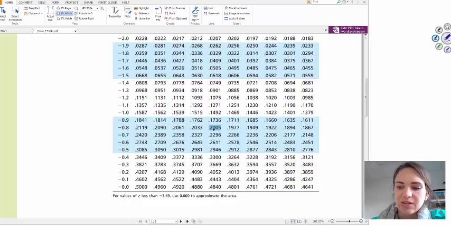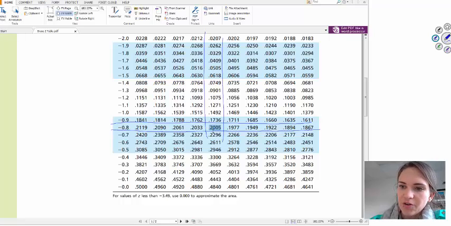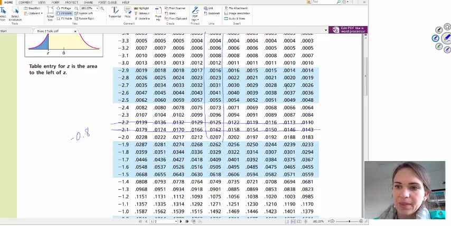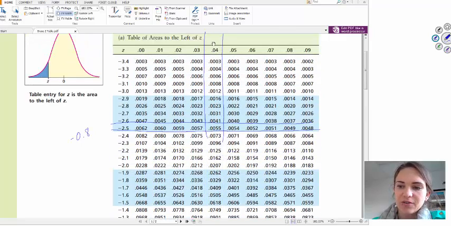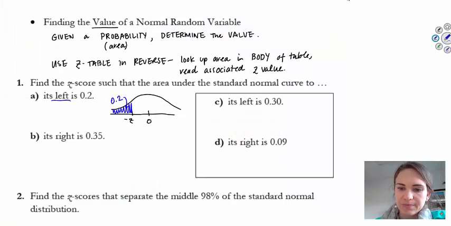Now I need to read the z-value from this area. That's in this row and this column. So I know that the first two digits of the z-value are negative 0.8, but to read the next digit, the hundredths place, I'll have to go all the way up the table to find the next value. The last digit is 0.04, so I have negative 0.84. We'll have an area to the left of 0.2.